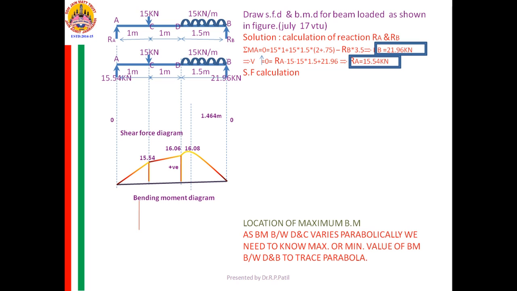Okay, when I am starting from the left end, see how I am moving. First I am coming to left of A, then right of A, left of C, right of C, at D, left of B, right of B. This is the way to complete the SF calculations.